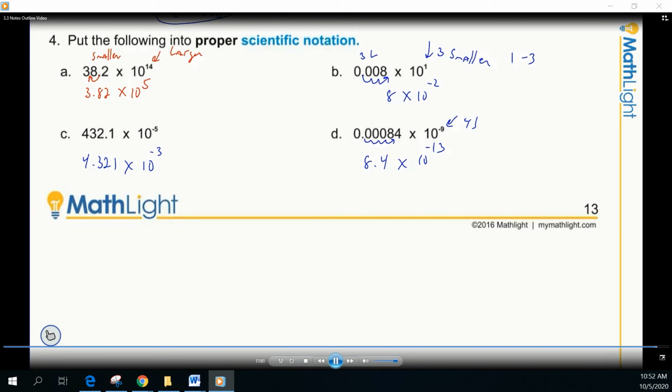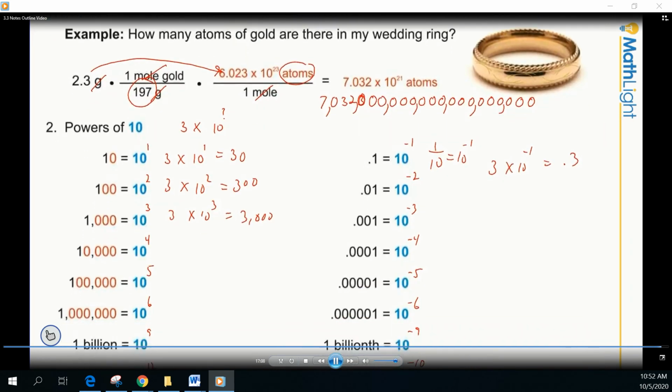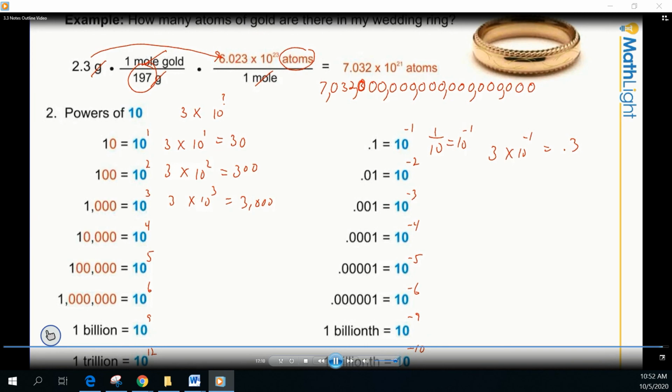Hey, scientific notation for very large numbers or very small. Don't neglect to understand and learn the powers of 10. It'll help you well if you know your powers of 10.